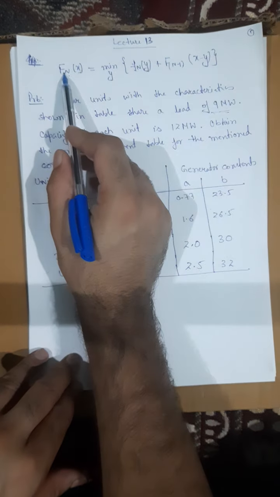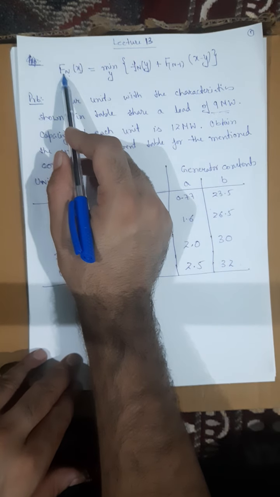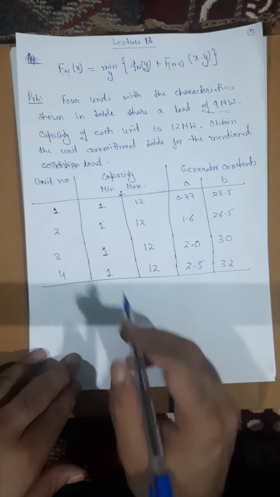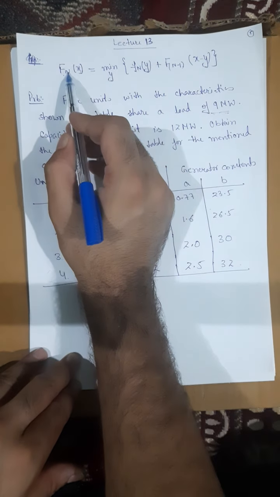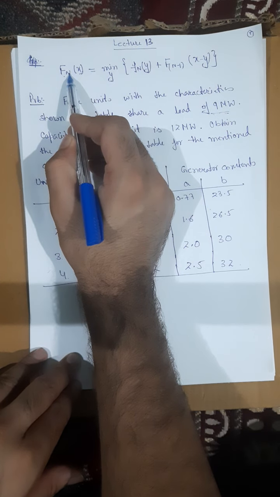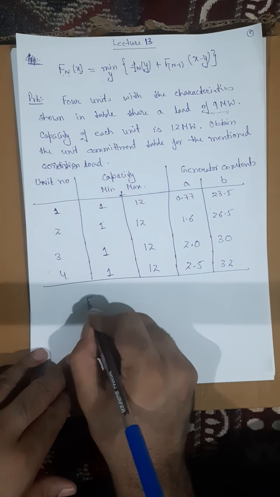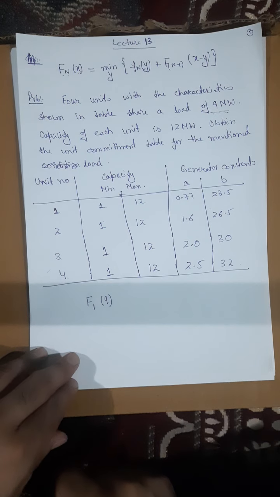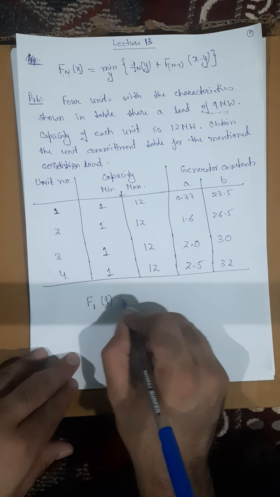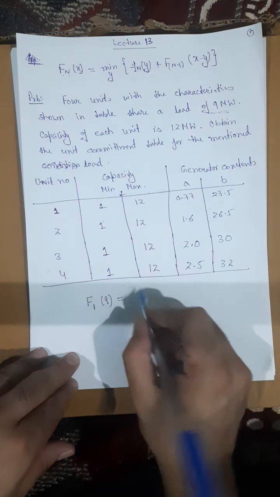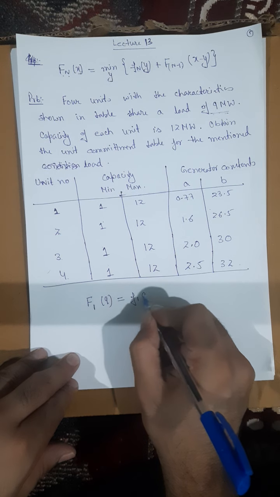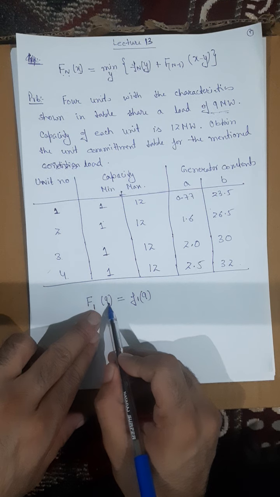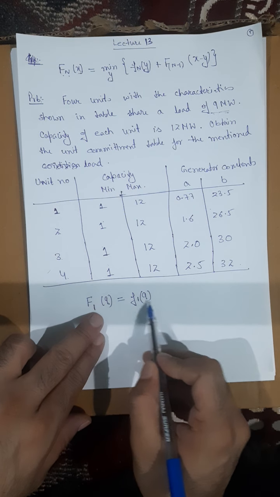So I am saying this is f_n(x). I am taking x equal to 9 megawatt, for example, and I am saying this 9 megawatt is supplied completely by the first unit. At that time, what will be the cost here? It will be F1(9), because the whole load is supplied by the first unit.